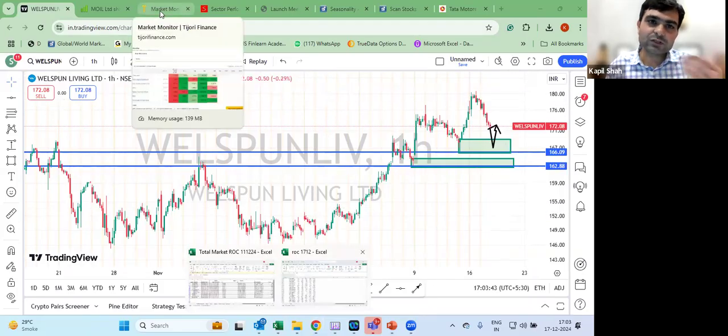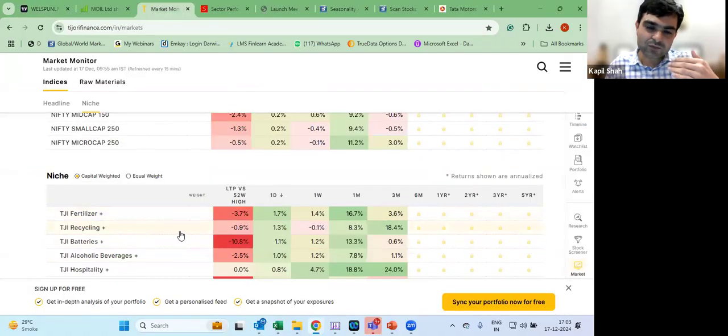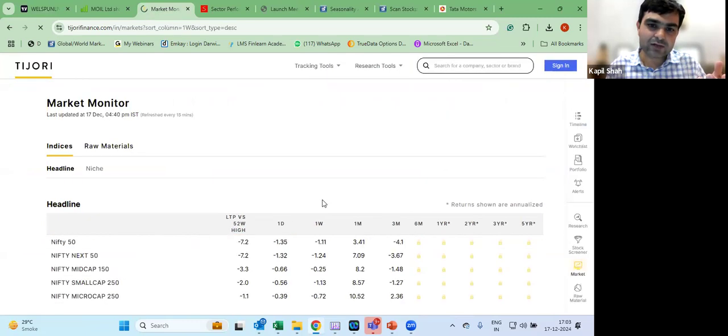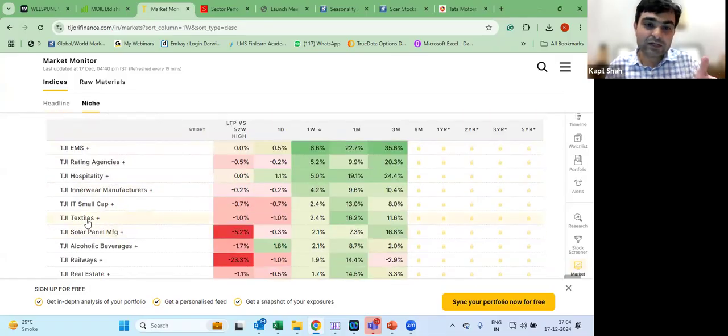Yesterday we talked about Tijori Finance. In Tijori Finance, you will get some very niche stocks, very niche segments. So let's say on a weekly basis, if I try to analyze this particular data, you will find that certain sectors are performing well. On a weekly basis, EMS, rating agencies, hospitality, innerwear, textile. So you can get this idea. You find textile is one of the performing sectors as well.